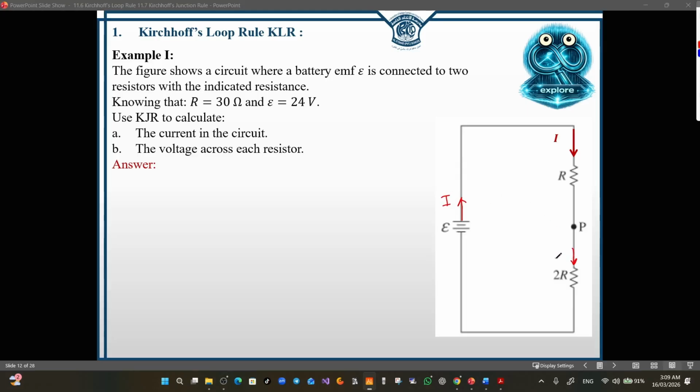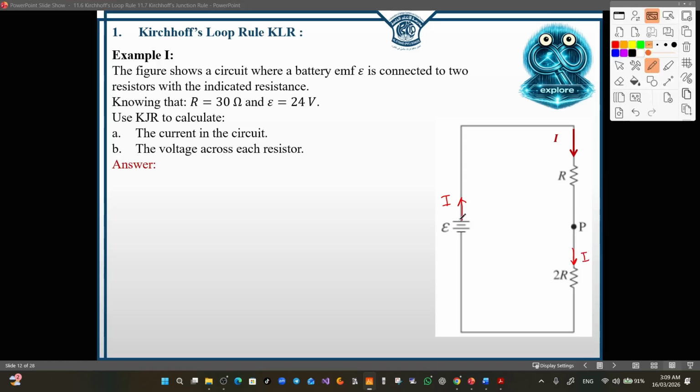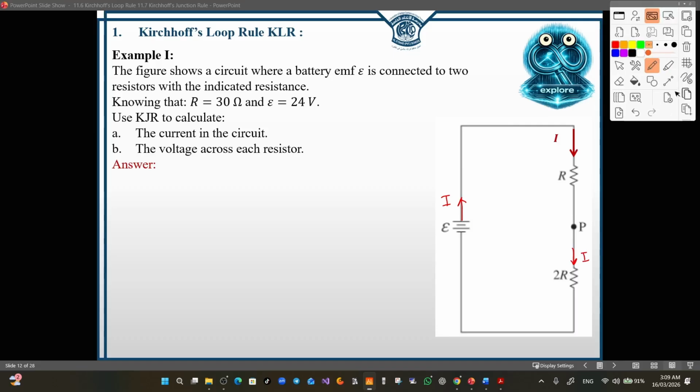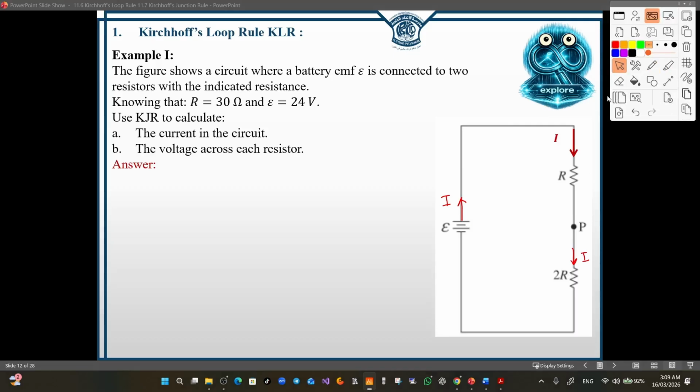And through R and 2R, it will be like this. Since we have one current, we will have one direction for the current, and we should stick to this direction. Then we choose the direction for our loop. So we can circulate in the clockwise or in the counterclockwise direction.